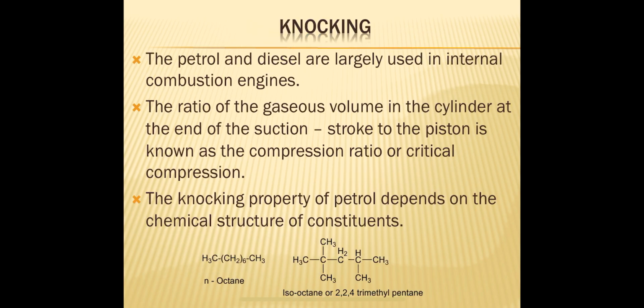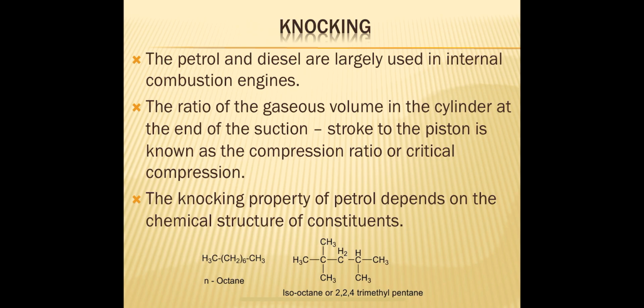Petrol and diesel are largely used in internal combustion engines. The fuel, consisting of petrol vapor and air, is compressed and burnt within the cylinder of the engine. The combustion reaction is initiated by a spark in the cylinder. There are two kinds of internal combustion engines: the spark ignition gasoline engine and the compression ignition diesel engine.